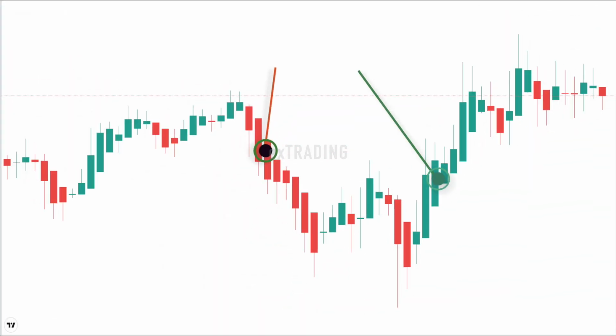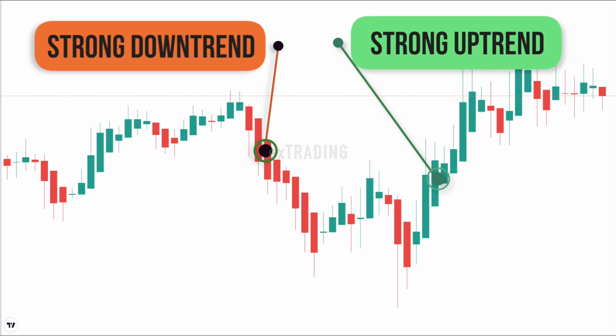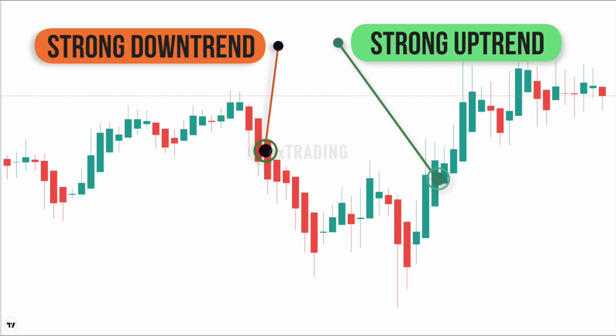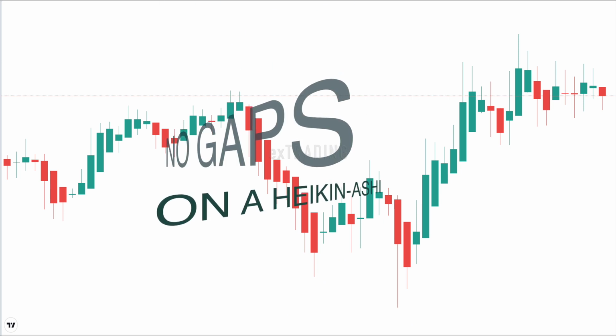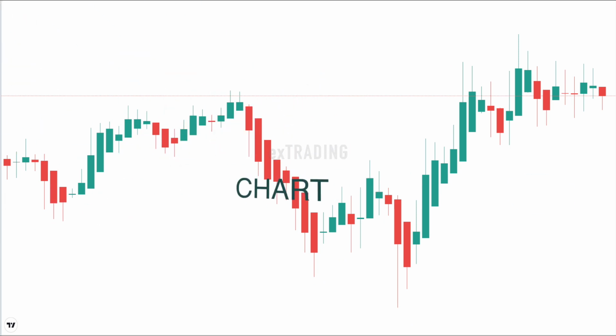Green candles with no lower shadows are used to signal a strong uptrend, while filled red candles with no upper shadow are used to identify a strong downtrend. Reversal candlesticks using the Heiken Ashi technique are similar to traditional candlestick reversal patterns. They have small bodies and long upper and lower shadows. There are no gaps on a Heiken Ashi chart as the current candle is calculated using information from the previous candle.